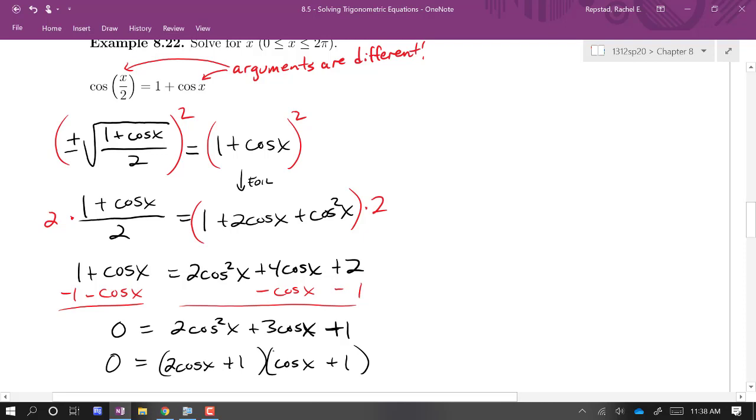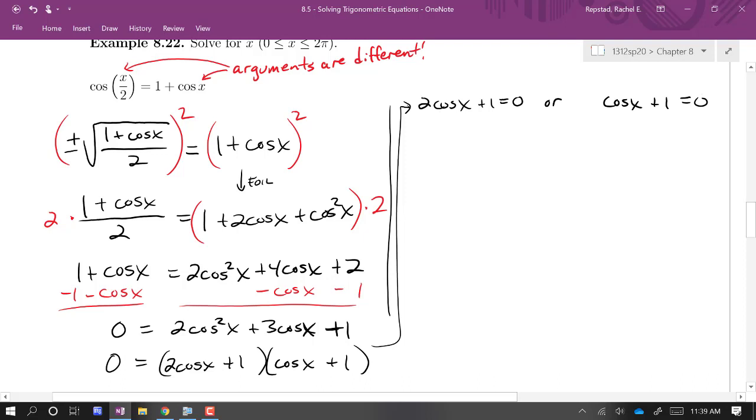All right, so now I'm going to come over here. We have a product equal to 0. We're going to proceed by setting each factor equal to 0. So 2 cosine x plus 1 equals 0, or cosine x plus 1 equals 0. I'll start with the equation on the left first. If we subtract 1 from both sides, we get 2 cosine x equals negative 1, and then dividing by 2 tells us that cosine x is negative a half.